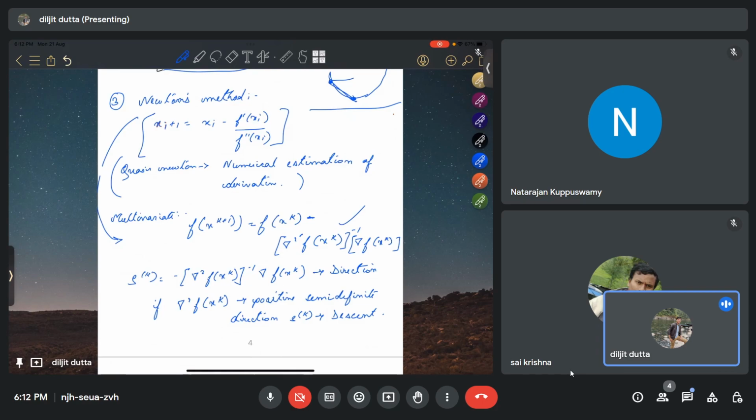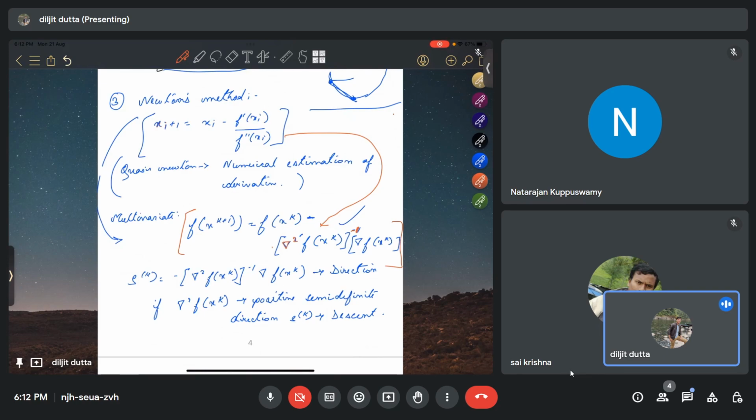In multivariate optimization, we write Newton's method in this format: x of k plus 1 is equal to x of k minus del square f of xk whole inverse into del of f of xk. Where is this del square coming from? From f double dash. You have seen that f double dash is in the denominator. If we take it to the numerator, it becomes a matrix.